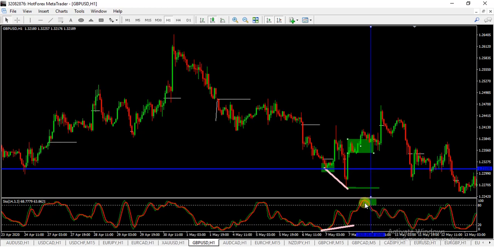If the oscillator is still inside this overbought zone, our trade is still on. But the moment it leaves this zone, as it did here, then we are leaving this trade with whatever profit we've gotten. All right, so that's one of the ways to leave the market successfully.